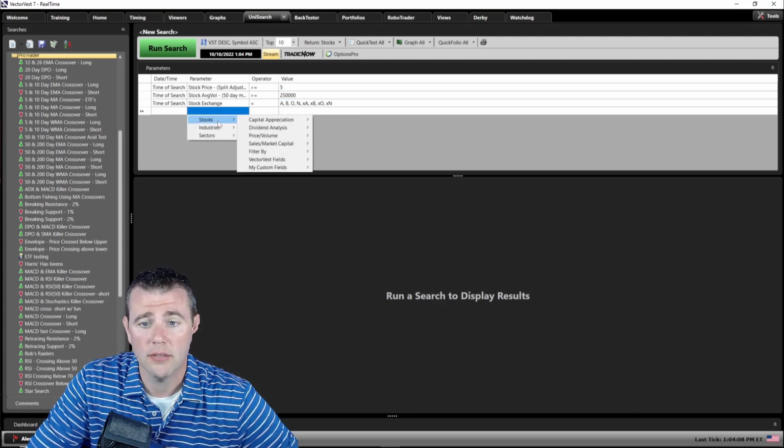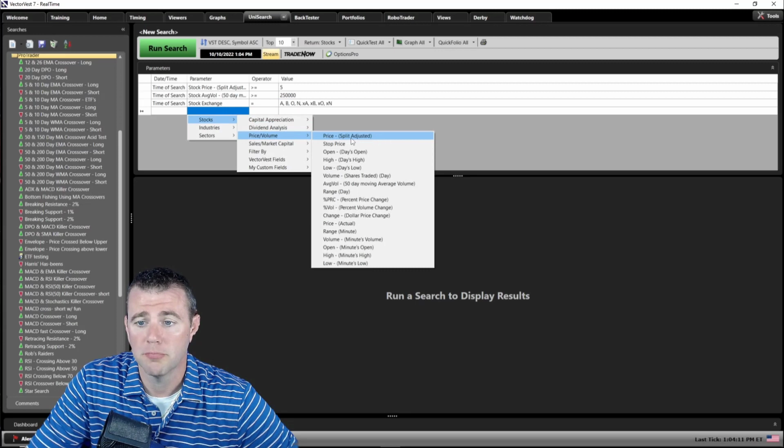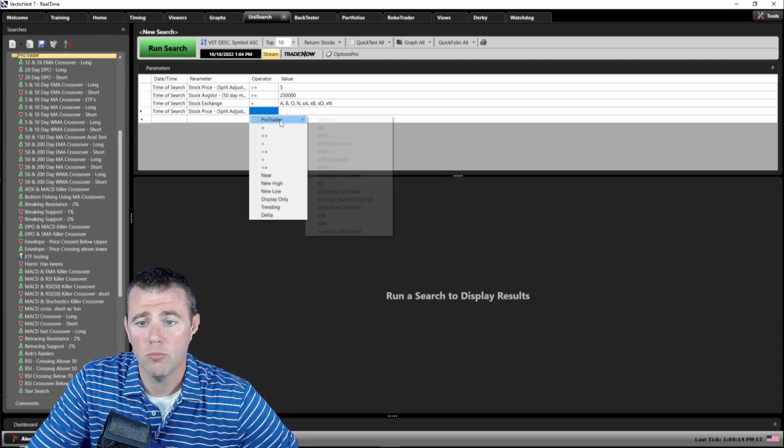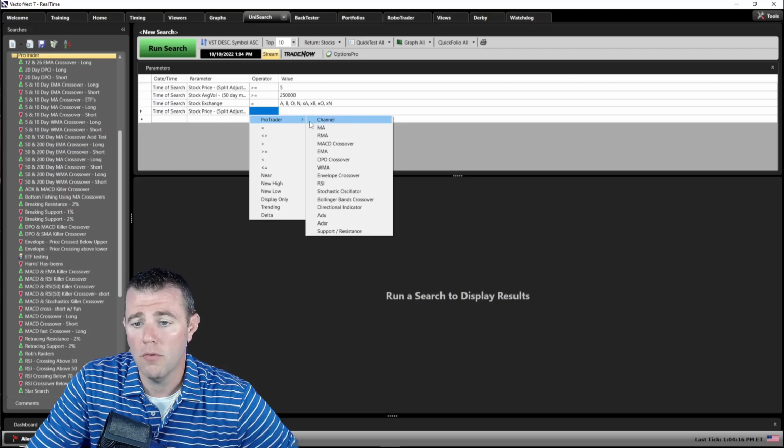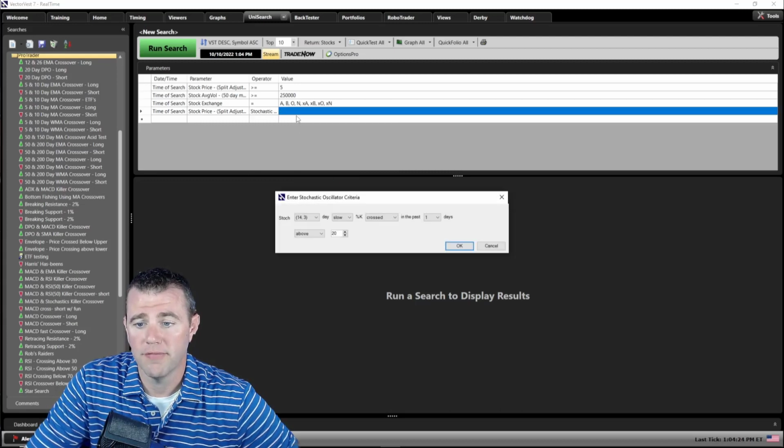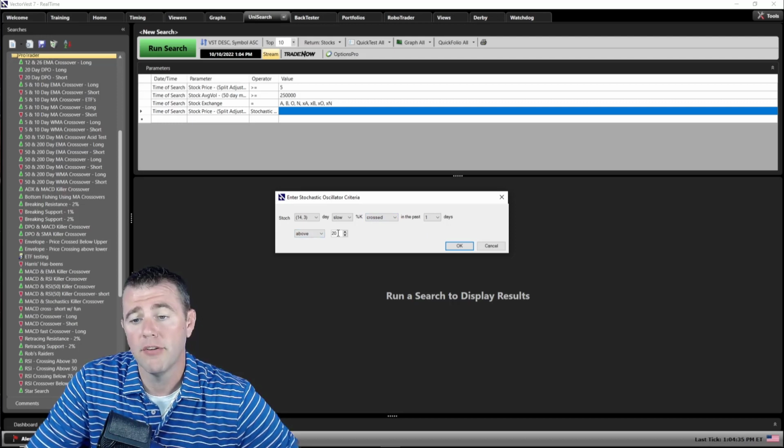So we'll go to stock, come down to price volume and choose price split adjusted. Under the operator, we'll now choose the ProTrader, and we'll go first and foremost with an overbought, oversold indicator. So we'll look at, let's say, stochastics. And then under the value, we simply put in our parameter that we're looking for. So stochastics 14 and 3, slow %K crossed in the past 1 day above that level of 20. If you recall, stochastics below 20 shows an oversold territory and above 80 shows an overbought territory. So we're coming out of that oversold territory, crossing back above that level of 20.